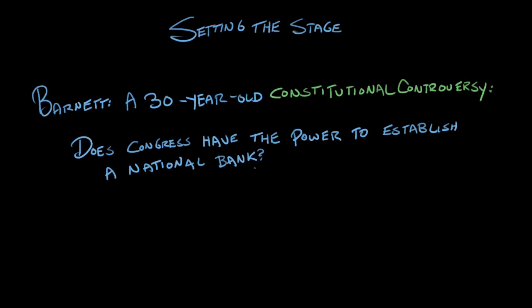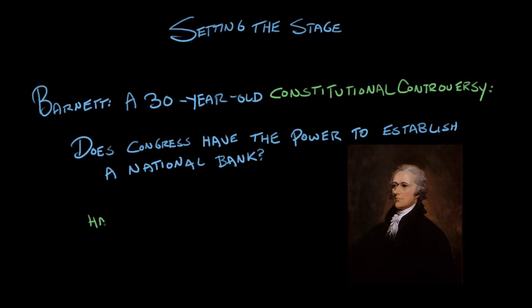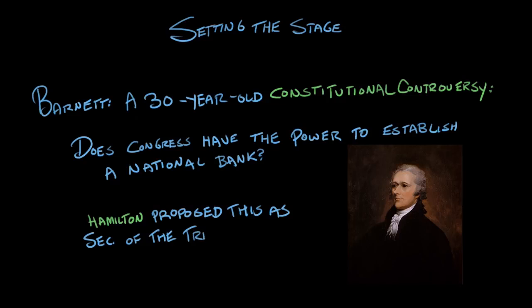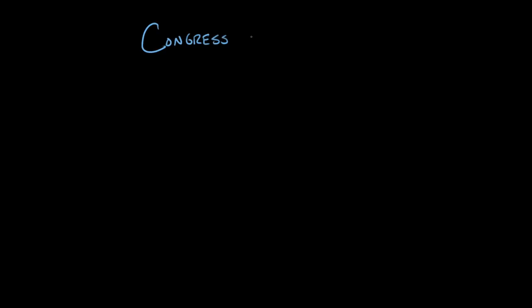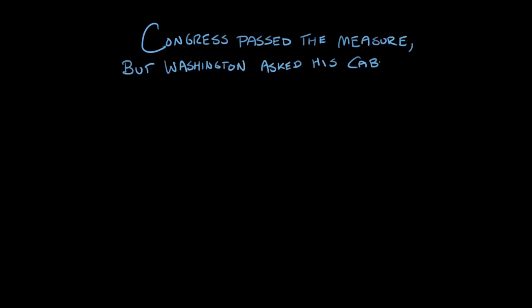This was a proposal that had been made by Alexander Hamilton when he was Secretary of the Treasury in the Washington administration, in the very first year of the Washington administration, and it went to Congress. And there was a very robust debate in Congress as to whether this measure was within the powers of Congress to enact. Eventually, Congress voted that it was. And then before he signed the bill, President Washington asked some of his cabinet members to give him their opinion on whether it was constitutional.